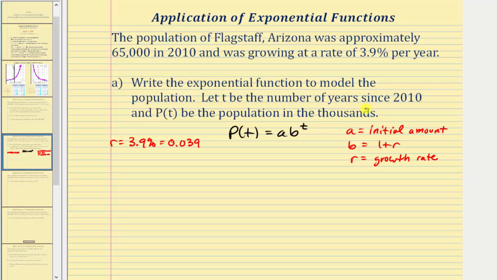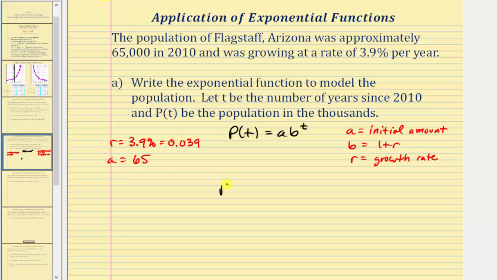Now let's find the value of a, the initial amount. Because t is a number of years since 2010, the population of 2010 will help us determine the initial amount, a. Notice how the population in 2010 is 65,000, but because the function value p of t is the population in thousands, a is not 65,000, a is 65. This is all we need in order to write our exponential function.